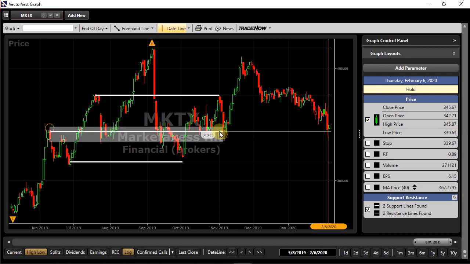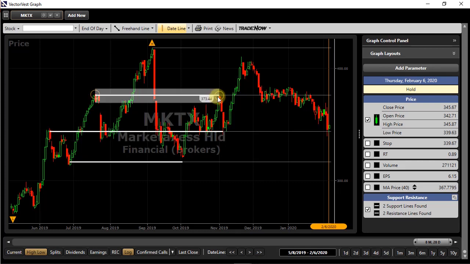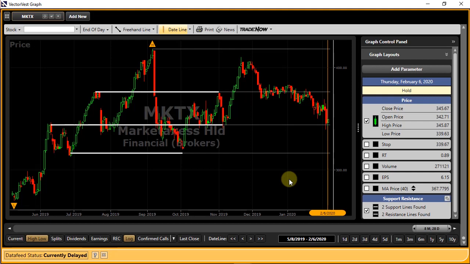I have a very tight floor there at $340.35. That's a $5, let's call it $6 potential loss. Whereas my upside, I'm looking at a potential profit of closer to $18. So I like that ratio. That's about a little more than a 3-to-1 ratio.